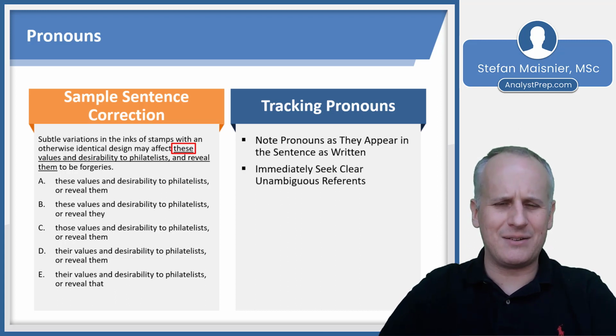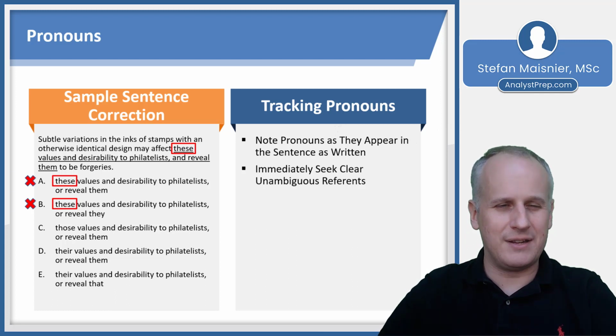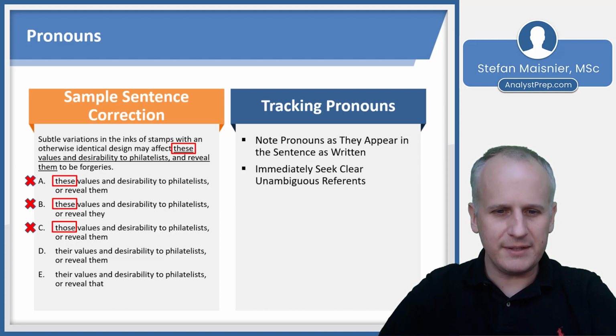So that means without a clear, unambiguous referent that we immediately seek, we know that these values in choices A and B are wrong, and we can eliminate them immediately. Again, if you identify these common issues definitively, they could really speed up your process. Similarly, with choice C, we've got those. There's no those values that have already been introduced in the sentence either, so we can eliminate choice C as well. So we now know that it's got to be their values, meaning the values that are possessed by the stamps, which makes logical sense.